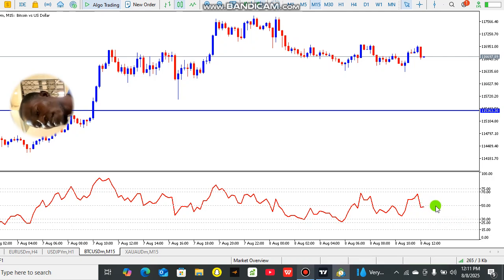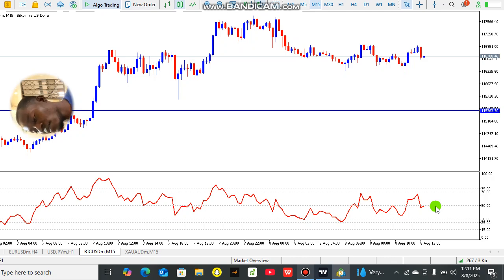Okay, if the market is moving around the 50%, that means there is no one in charge of the market, no one is taking control of the market. So there is an equal number of buyers and sellers on the market at that particular time. And so that one, you have to wait until you see a clear direction of the market.